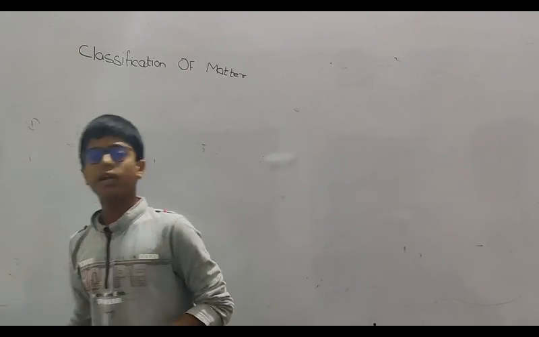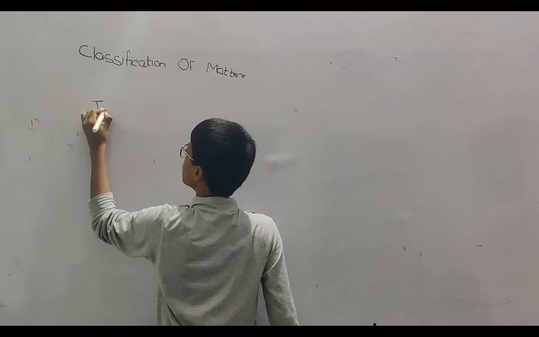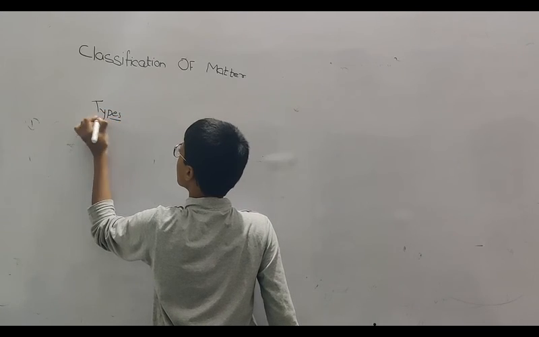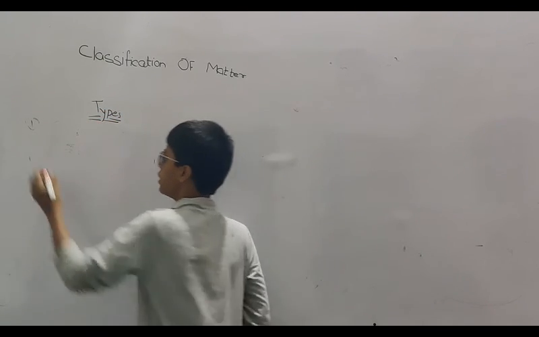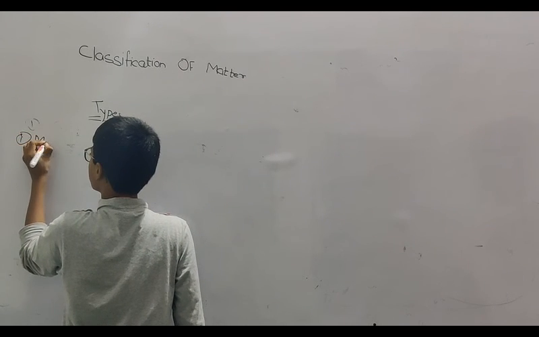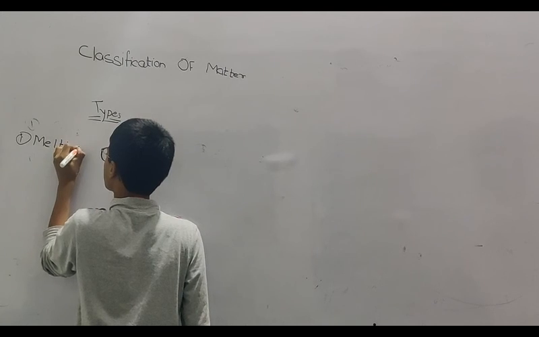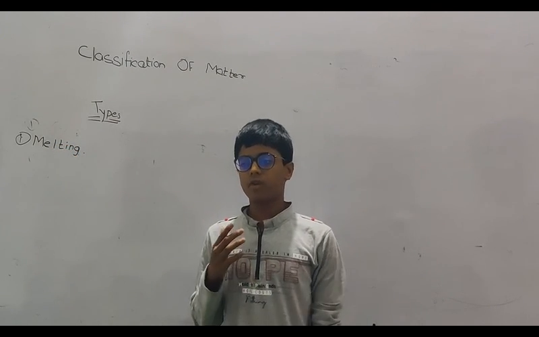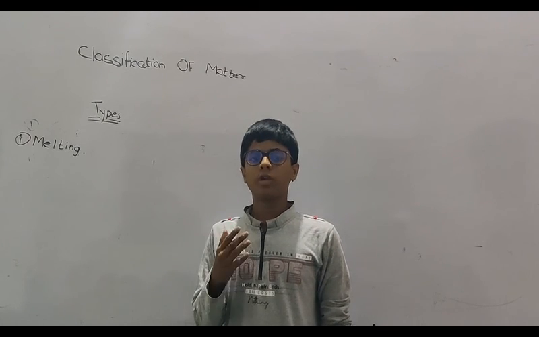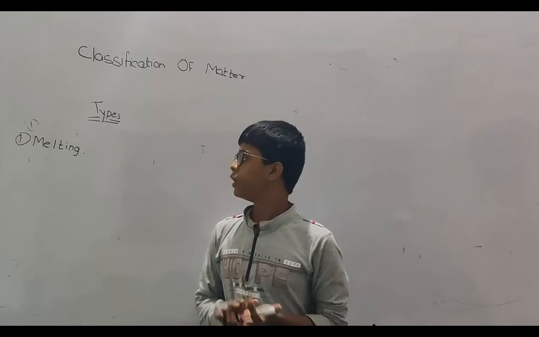Then our next topic is the types of interconversion of states of matter. There are a few types. The first type is melting. What is melting? Melting is a process in which, due to heat, a substance changes state from solid to liquid. This is called melting.